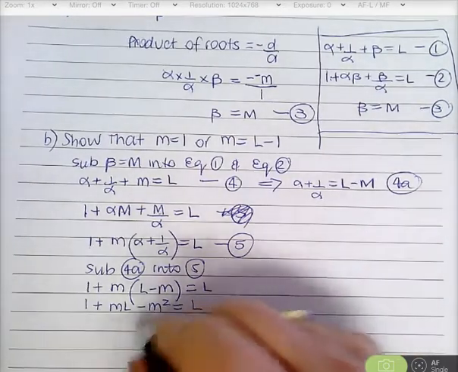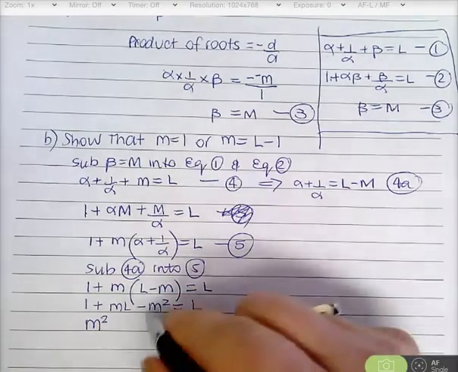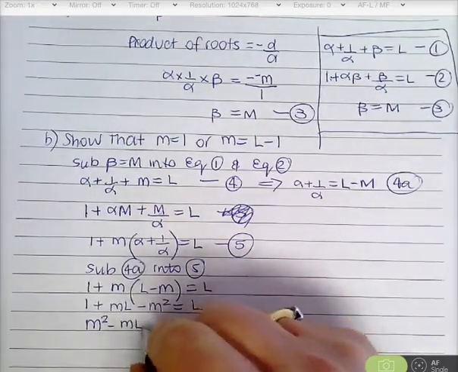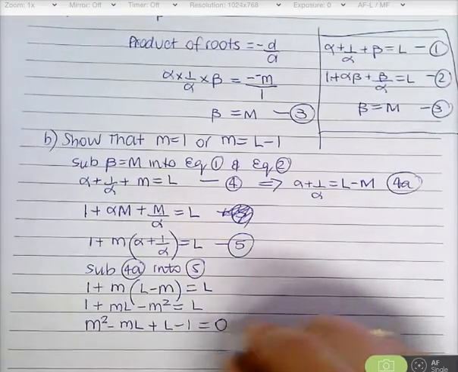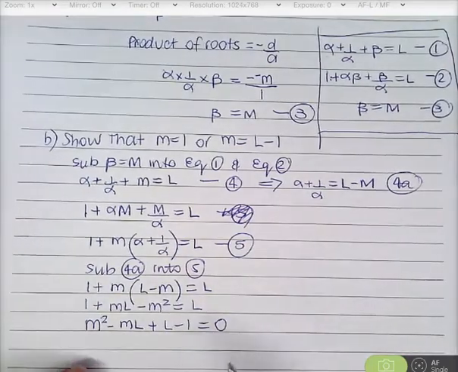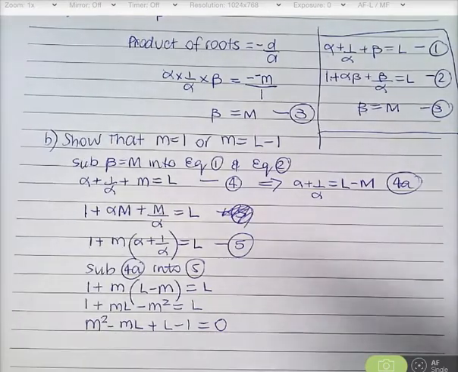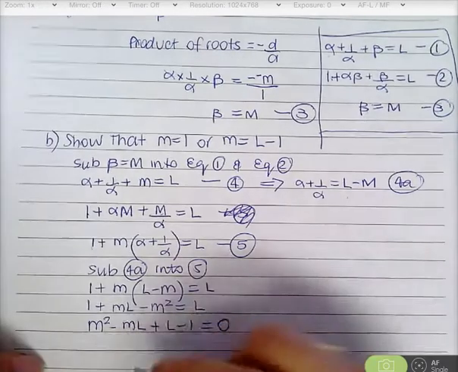I'm going to take everything over to the right to make the quadratic a positive one. So I've got m squared, and taking these two over, minus ml. Then I've got plus L and minus 1 equals 0. Now this is a quadratic equation, and where I've got the m, you would normally think of that as being x squared minus xl plus L minus 1 equals 0.